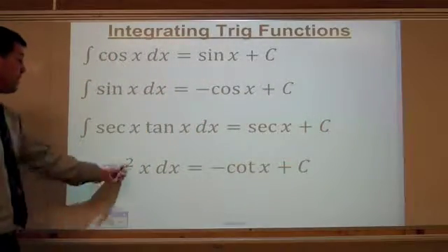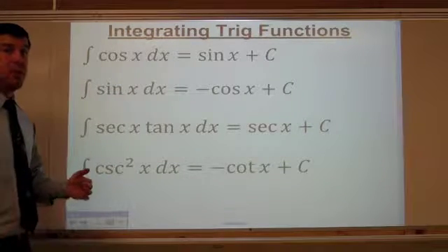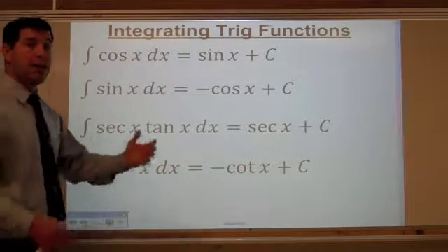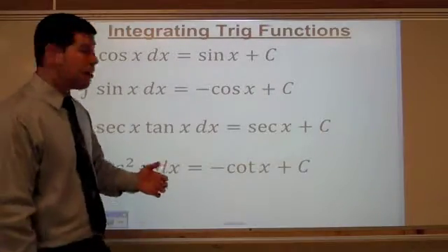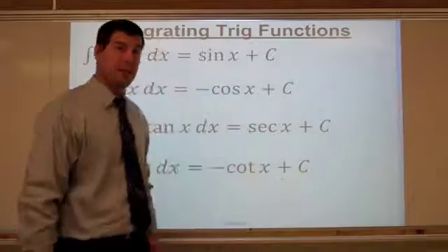The integral of cosecant squared of x with respect to x. Well, what has the derivative of cosecant squared? Well, cotangent has the derivative of negative cosecant squared, so I must be looking for negative cotangent of x plus c, plus some constant.